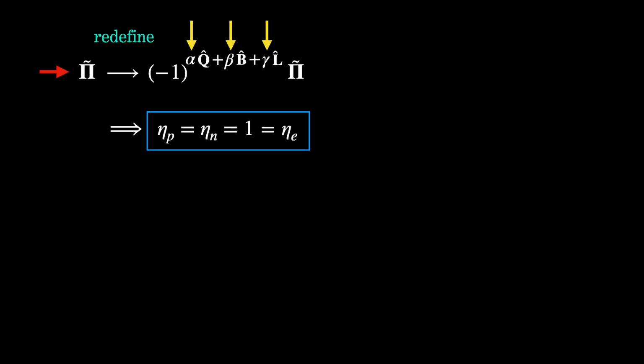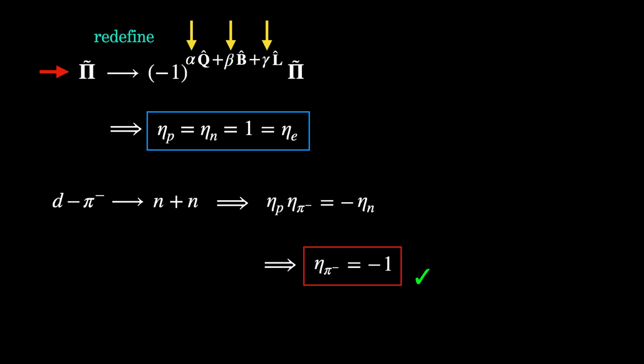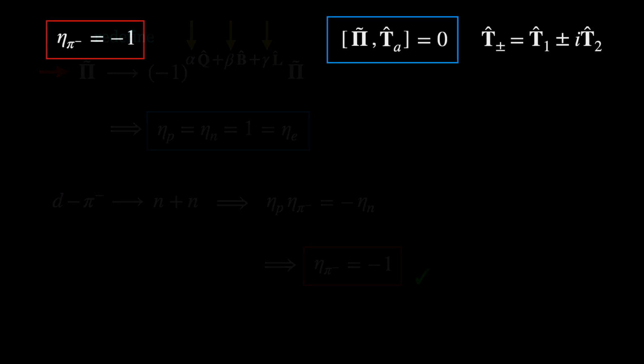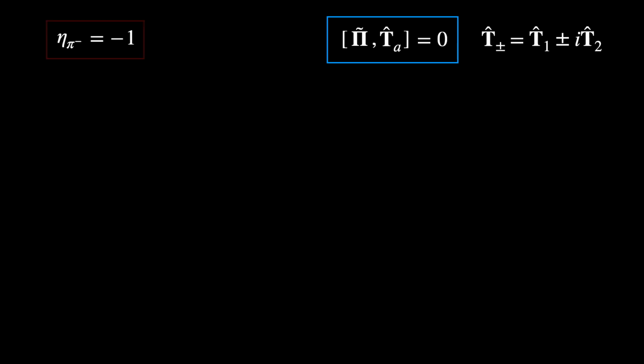The parities of the rest of the particles can be deduced from parity-conserving processes, like how we deduced the pion parity from the decay of the deuteron-pion atom. Knowing the parity of π⁻, we can once again use the fact that the parity operator commutes with the generators of isospin symmetry to deduce the parities of π⁰ and π⁺ belonging to the same isospin multiplet. π⁰ is a step up from π⁻ within the multiplet, while π⁺ is 2 steps above.